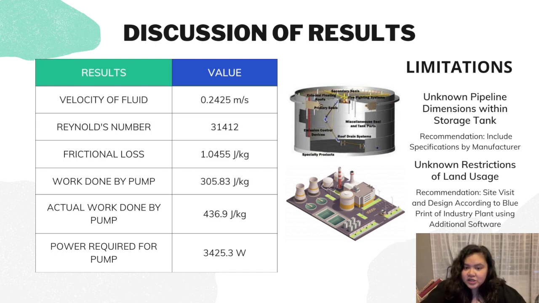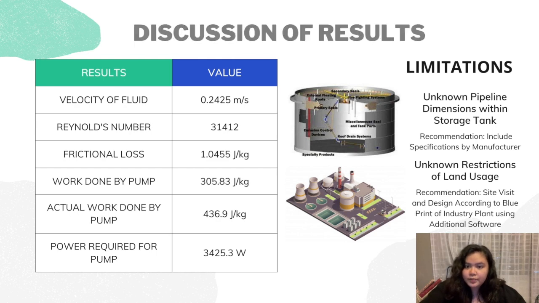Utilizing Bernoulli's equation, the ideal work for the pump was calculated to be 305.88 joules per kilogram. However, the centrifugal pump is known to have an efficiency of 70%. Hence, the actual work needed for the pump to pump the acetone into the storage tank is 436.9 joules per kilogram. With the actual work in mind, the power used by the pump would be 3,425.3 watts under the assumption that the volumetric flow rate is 0.01 meter cubed per second.